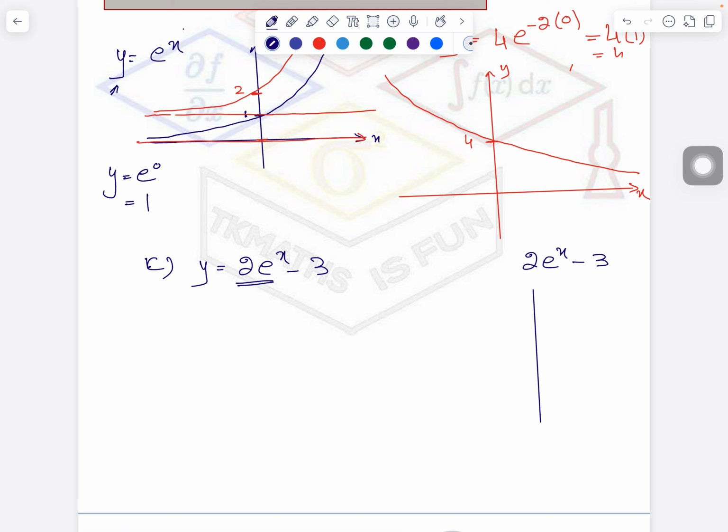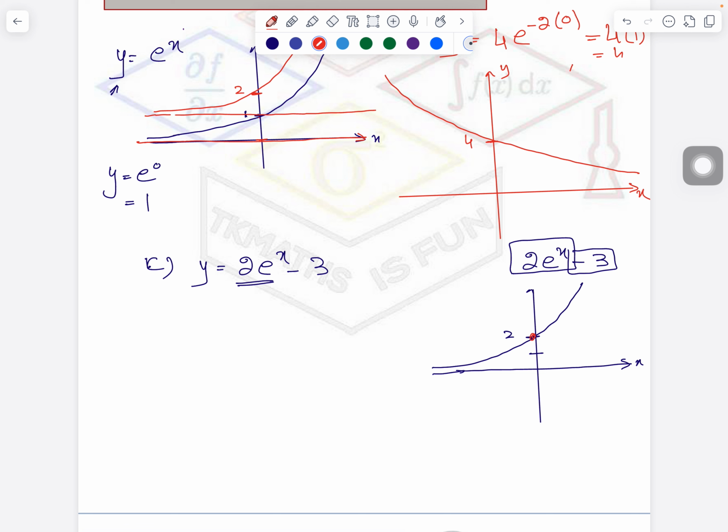So in this case, first of all, I will sketch this. When I put x as 0, e power 0 is 1. So the curve will pass through 2, right? And right now I'm not considering minus 3. So the x-axis will be my asymptote and the sketch will be something like this. It will approach toward the x-axis. Okay. And then I will move it 3 units down.